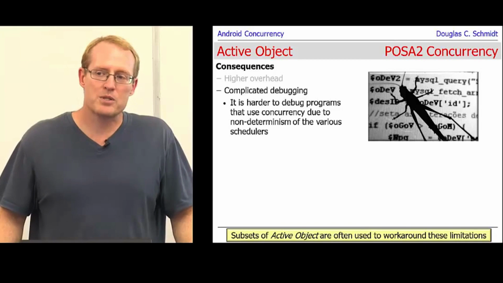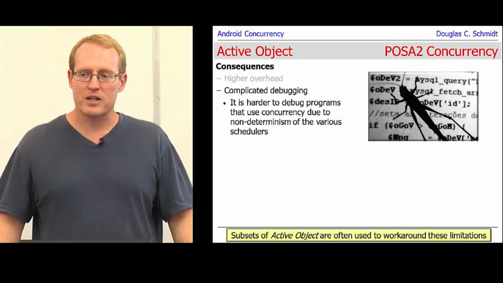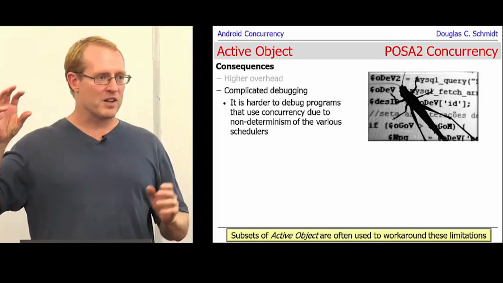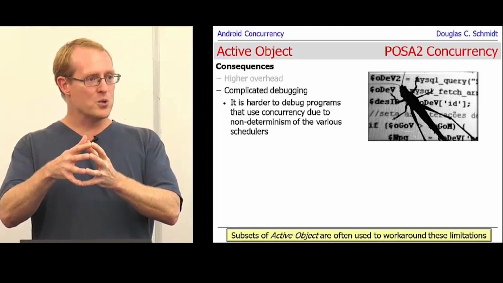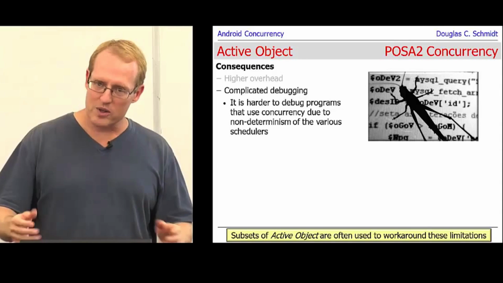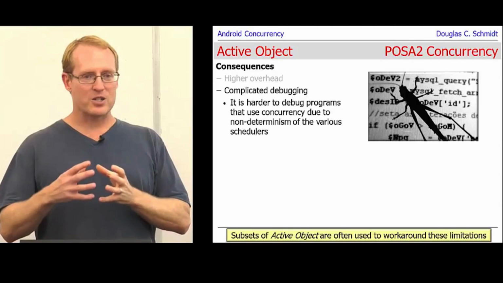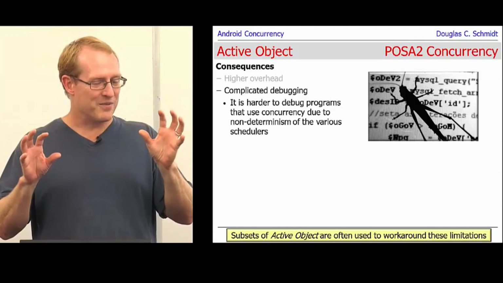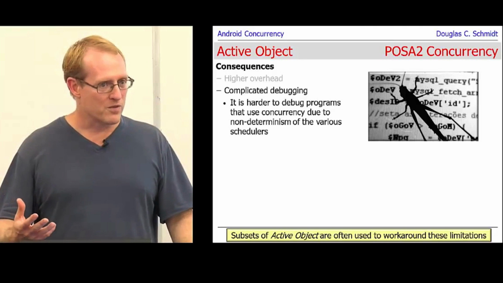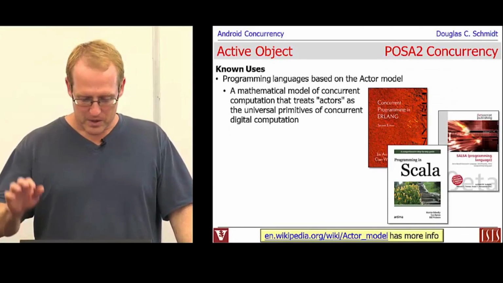People sometimes use subsets of active objects to make this more tractable. A very common subset is to simplify the proxy, simplify the servant, and pass messages back and forth using queues. If you think about what I showed you with Android, it's somewhere in between. It's not the full-blown active object, but it's not just a message queue either. It's got some additional flair on either side of that, so it's more sophisticated. But it's certainly a nice example of active objects.